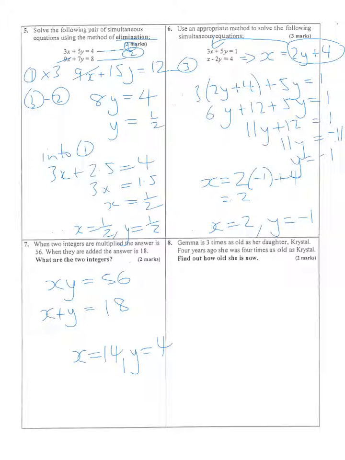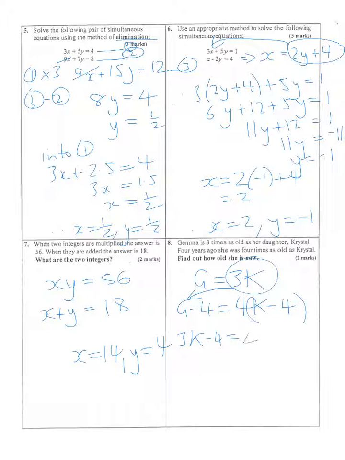Now Gemma is 3 times as old as her daughter Crystal. So Crystal needs to be multiplied by 3 to equal Gemma's age. Now 4 years ago, Gemma, take away 4 years, was 4 times as old as Crystal, also take away 4 years. So we are going to use the substitution method. We are going to put 3k where the g is. So we get 3k minus 4 equals 4k minus 16.